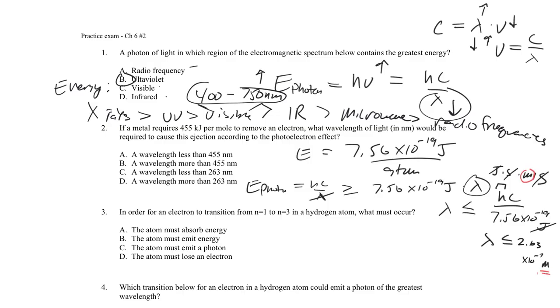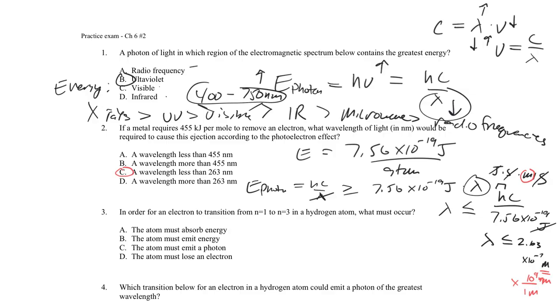And then I convert to nanometers. 1 meter is 10 to the 9 nanometers. So multiply by 10 to the 9. And I get 263. So I want wavelength less than 263 nanometers to cause electrons to be ejected by this particular metal.